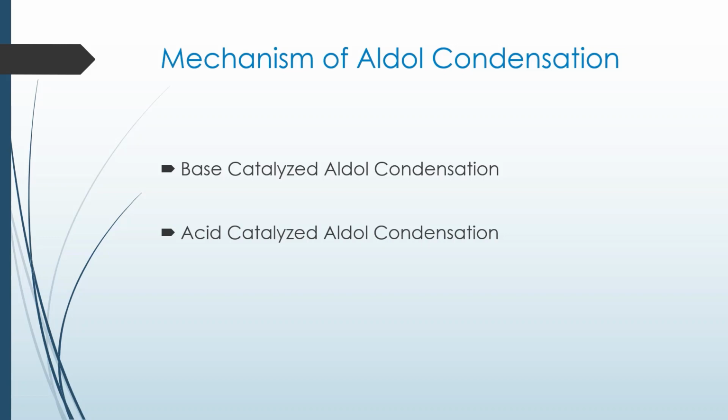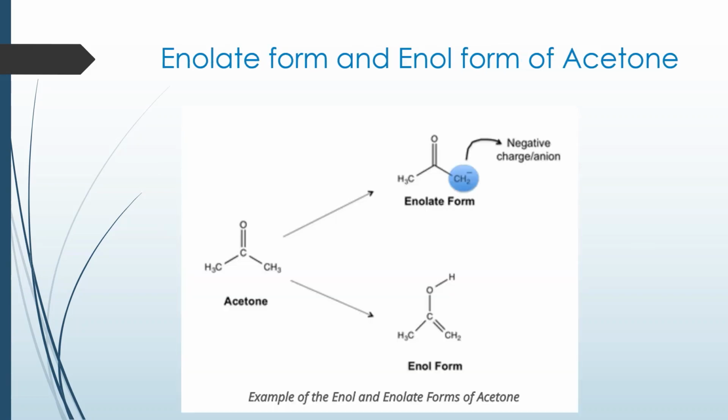Now, there are two types of mechanism by which aldol condensation takes place. First is a base catalyzed aldol condensation, and the second one is acid catalyzed aldol condensation. We will see them one by one. In base catalyzed and acid catalyzed aldol condensation, two types of intermediates are important. They are an enolate form of the acetone or aldehyde and enol form of acetone or aldehyde. Here I have shown the enolate form and enol form of acetone, which is a ketone. This is an enolate form of a ketone and this is an enol form of a ketone.